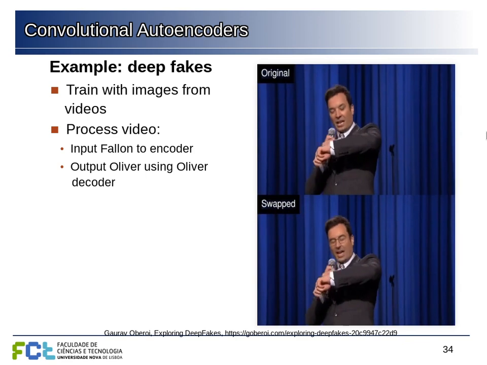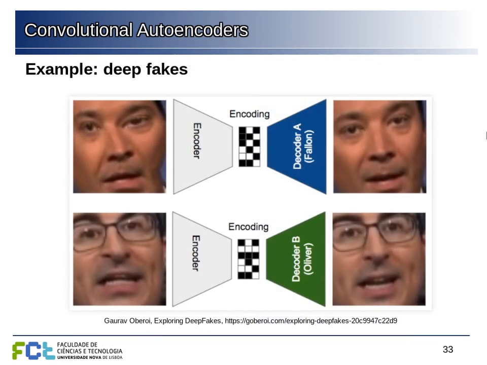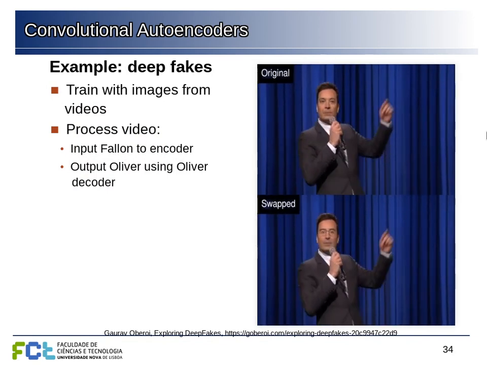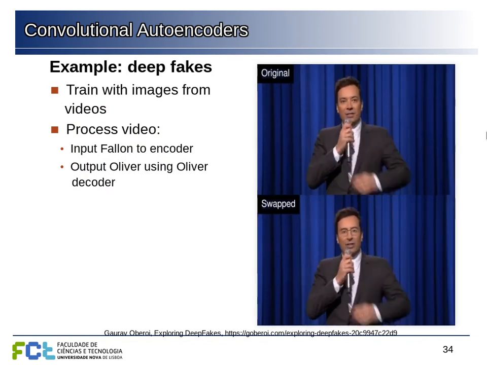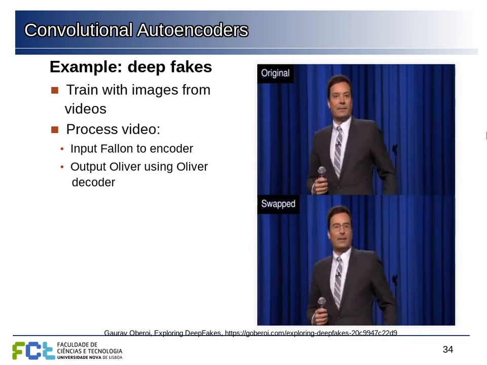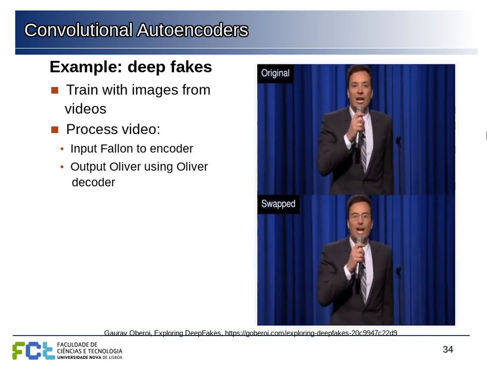And now the John Oliver decoder is starting from this representation, but since this is the same encoder and it has been trained on both data sets, it has meaningful representations for Jimmy Fallon too. And so now we get John Oliver instead of Jimmy Fallon, but in the same positions, fixing the images in the same way. So this is an example of how to do deepfakes.